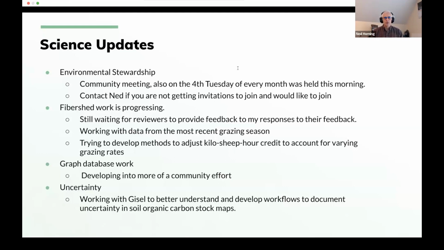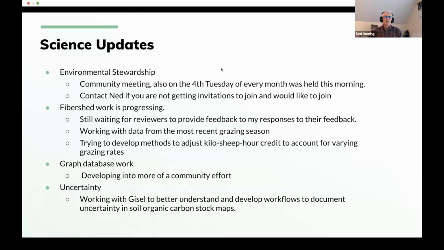So I'm working with those data, and one of the things I'm trying to do is figure out ways to adjust this kilo sheep hour credit to account for varying grazing rates, because different sheep graze at different rates, between sex and breed and age. Lambs are going to be eating much slower than, say, an adult ram. So anyway, that's something that I'm going into, just looking for patterns and trying to figure out ways to deal with it.